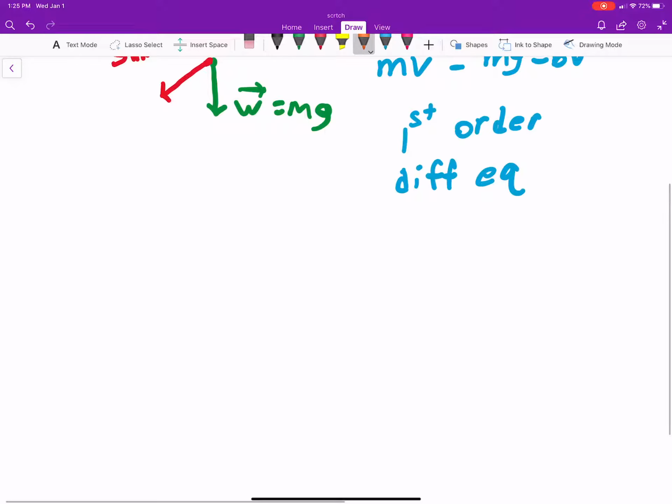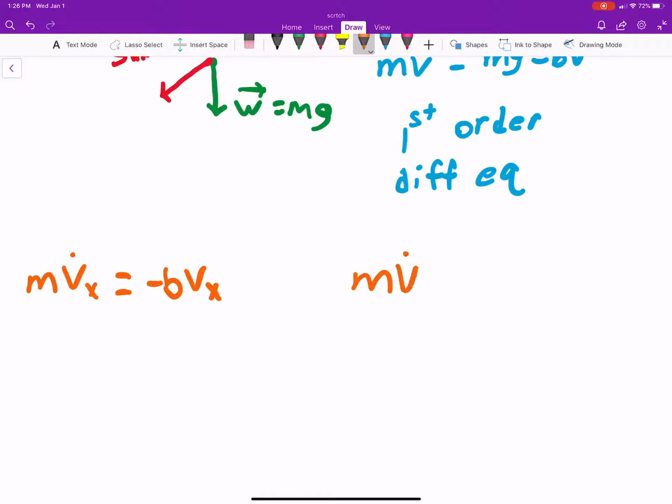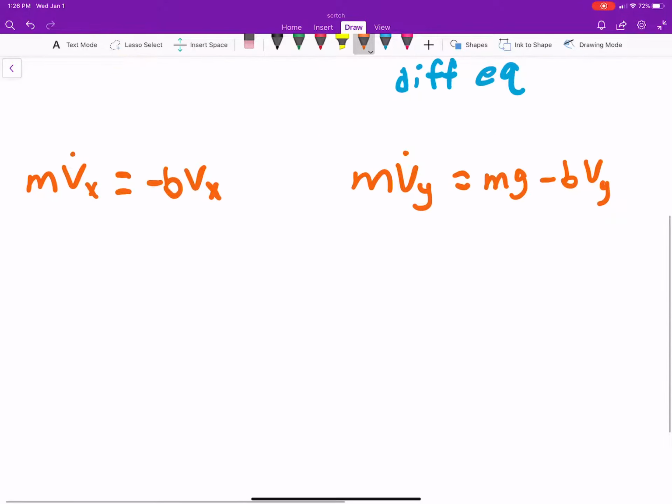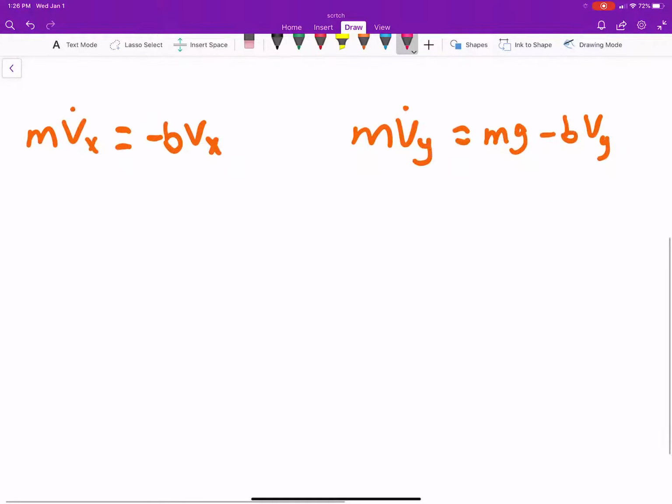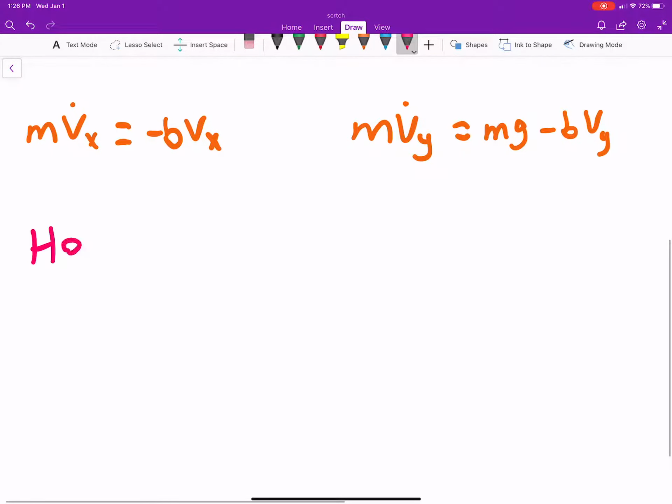And the really cool thing about this is we can break it up a little bit. We can say mass times the first derivative of velocity in the x direction is just going to be, the way we'll set it up, minus bvx. And mass times the first derivative of velocity in the y direction is going to be mg minus bvy. Okay? So the cool thing about this is you can break it up into its x and y components pretty easily and work through it.